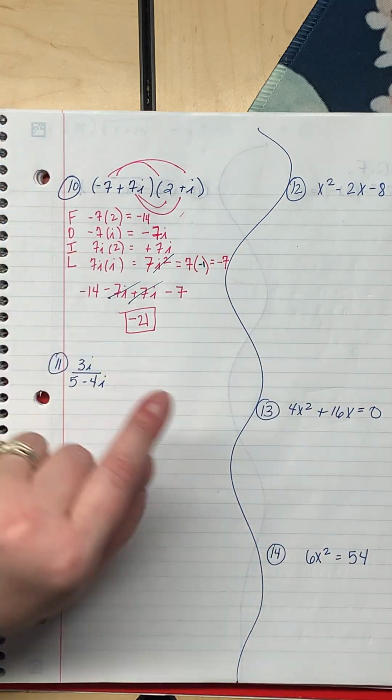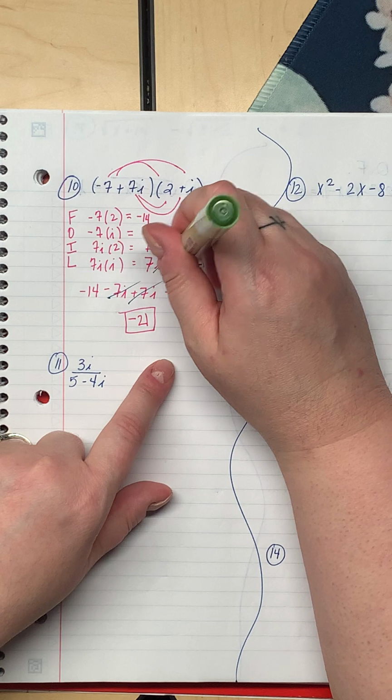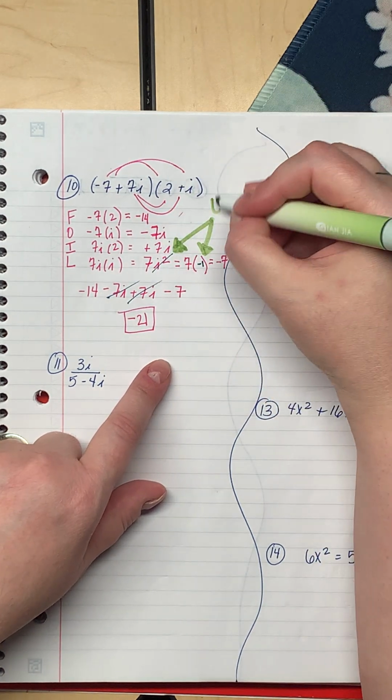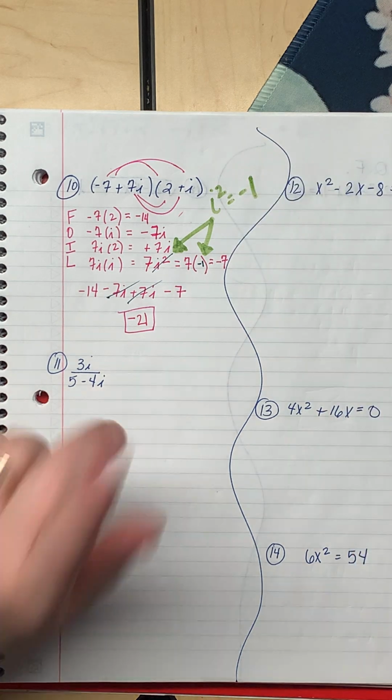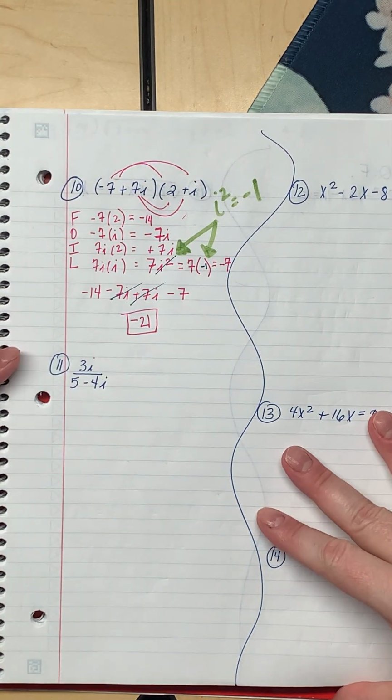Woohoo! So the thing to remember here was that i squared is -1. Not just i, but i squared. There has to be a tiny 2 in there. Okay, let's look at number 11.